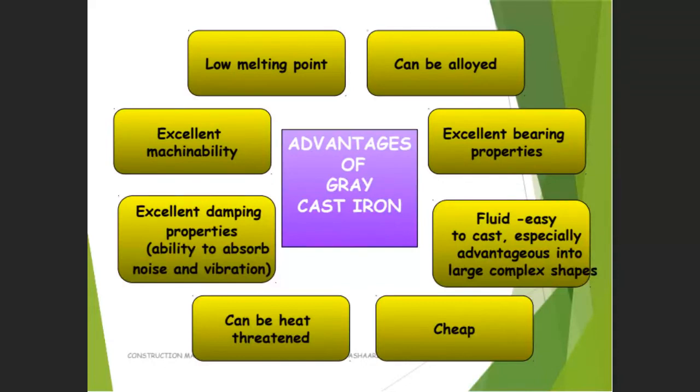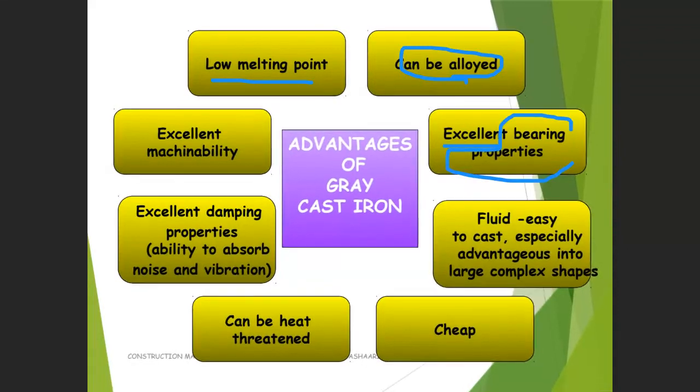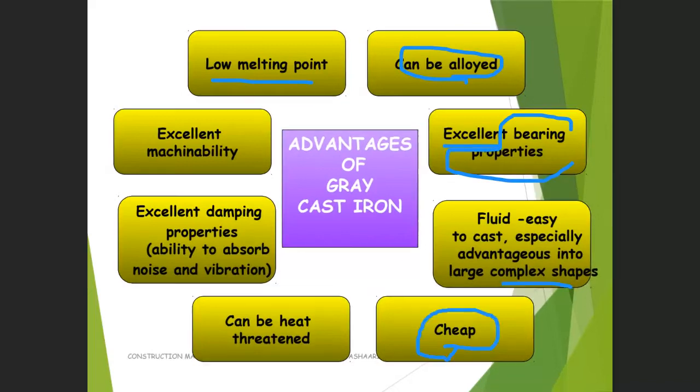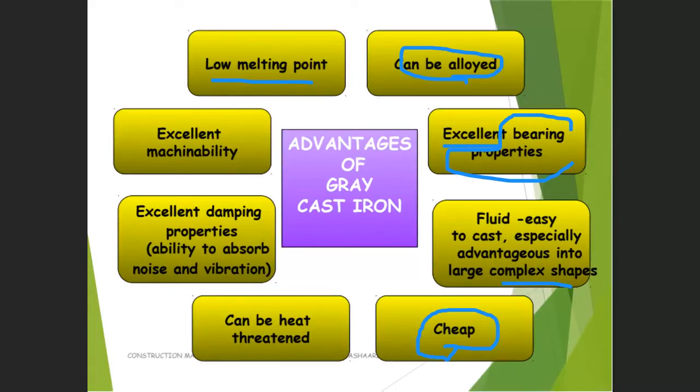These are the advantages of the grey cast iron. They have a low melting point. It can be alloyed, means it can be added with another material. They have excellent bearing properties, in terms of the ductility, the hardness, the strength. It is easy to cast, especially for large complex shapes. And then it is relatively cheap. It is not cheap all the time, depending on the size, the thickness, specification, and so on. It can be heat treated.